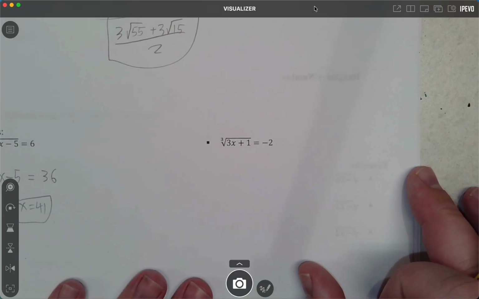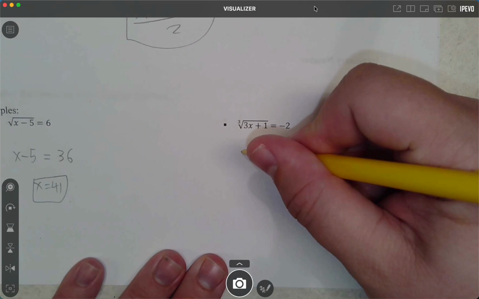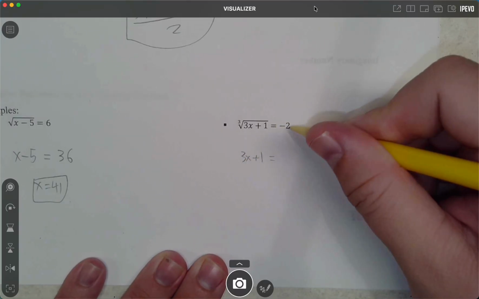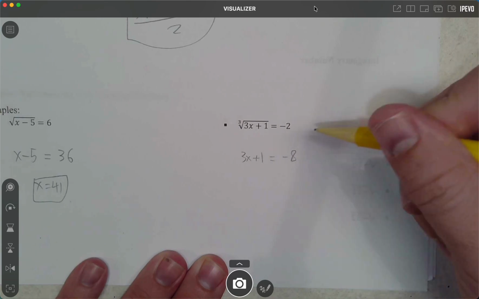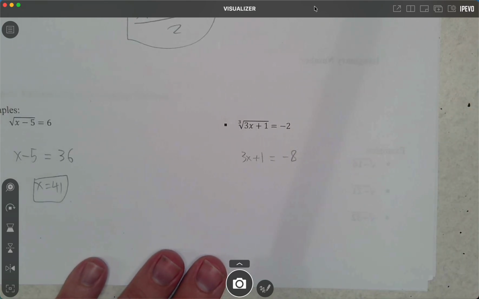Up next, I've got a cube root isolated, and so I'm going to cube both sides. Cubing a cube root cancels, and cubing -2 gets you -8. Careful when you're cubing, the negative can end up staying.